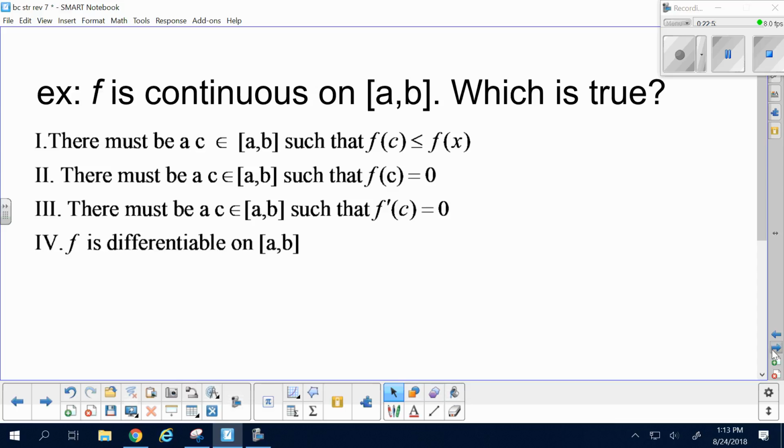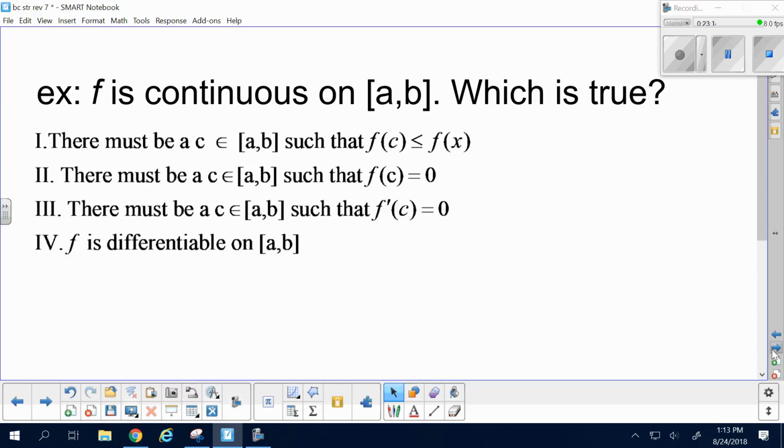What does it mean? There has to be a place where it crosses the x-axis, or y is 0. I don't know that. Why does that have to be true? That's not true. Number 3, the second one, means there must be, obviously, a derivative of 0. Graphically, that would mean there's a place where there is a horizontal tangent. That's not necessarily the case either.